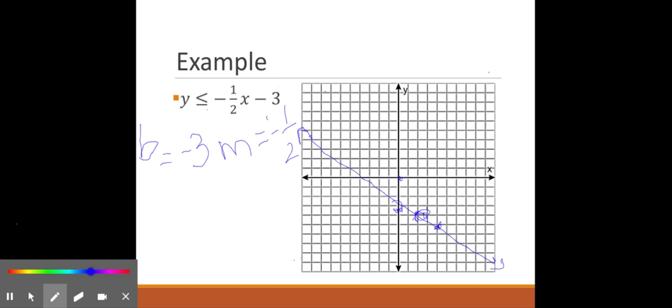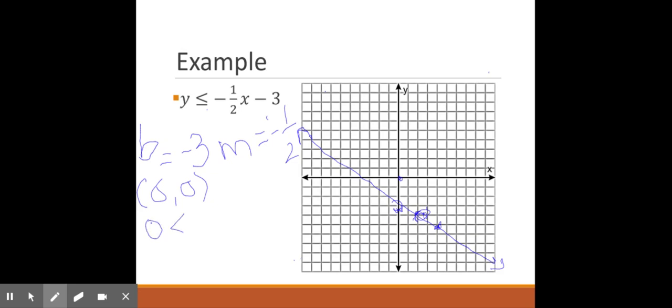So in the part that says test on your homework, you'd put the point 0, 0. And then we're going to plug 0, 0 in. So is 0 less than or equal to negative 1/2 times 0 minus 3? We get 0 is less than or equal to 0 minus 3. And so we get 0 is less than or equal to negative 3, which is not true. So no, it is not true.